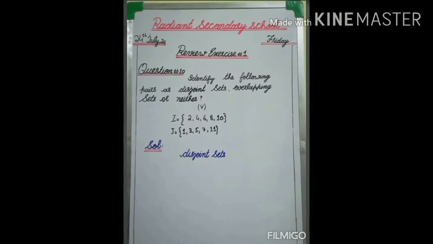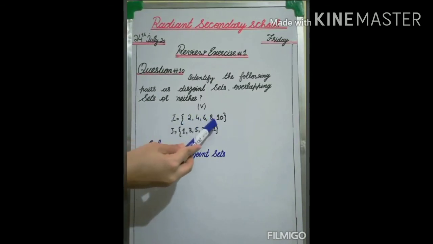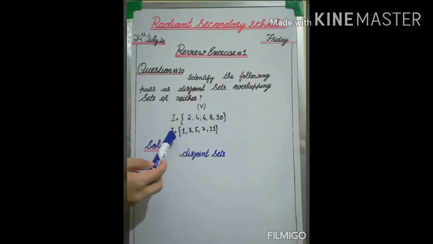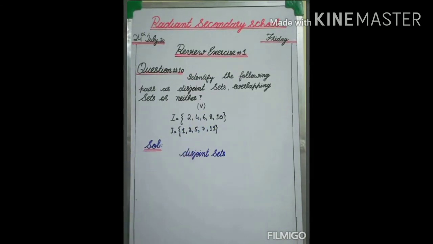Now come to part number 5. Two sets are given. The elements of set I are 2, 4, 6, 8, 10 and the elements of set J are 1, 3, 5, 7, 11. Students, you can see that no element is common in both the sets. So that's why these sets are called disjoint sets.